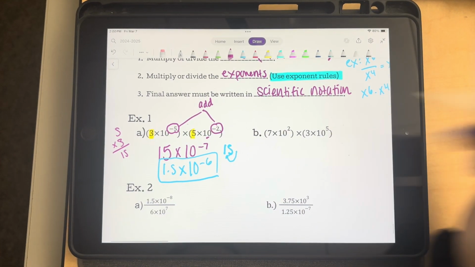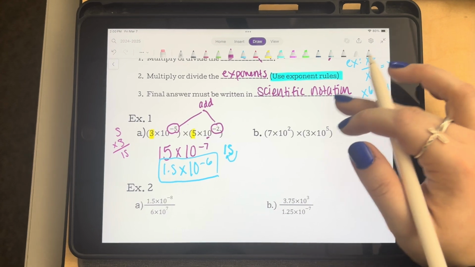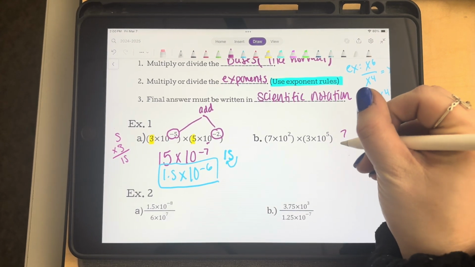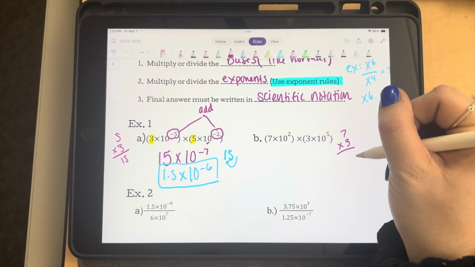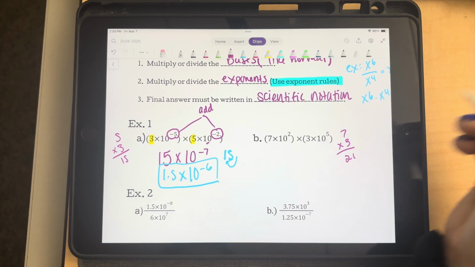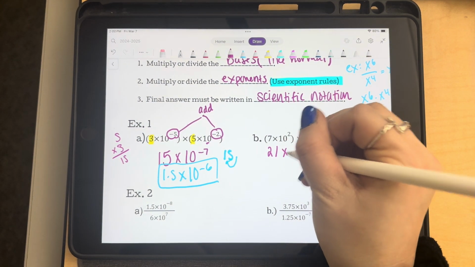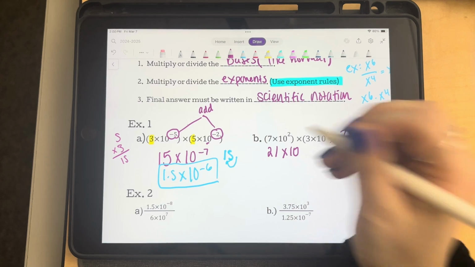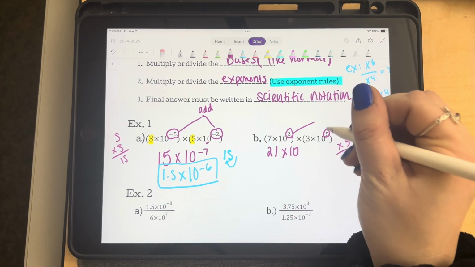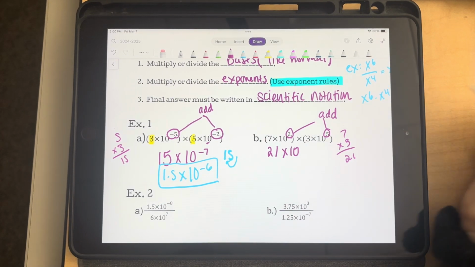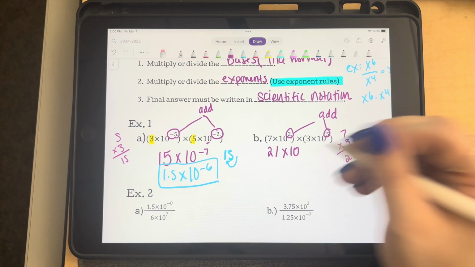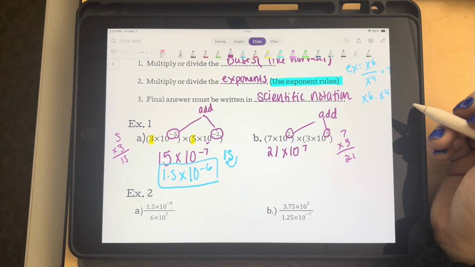Okay, second one, if we're multiplying, we multiply the bases, so we just take that 7 times 3, do exactly the way we normally would to give me 21. So that's 21 times 10. And then multiplying things, we add the exponents. So we are adding the exponents of 2 plus 5, and that gives me 7.